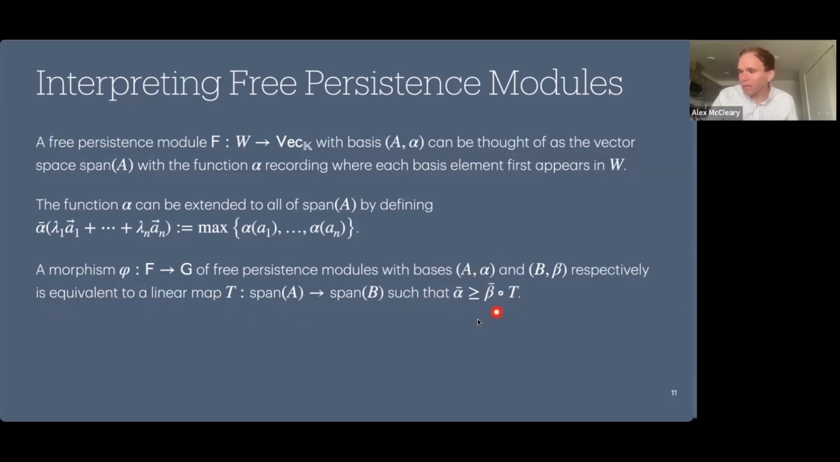And you can think of this as a condition that we can't map to something that hasn't happened yet. So this says that we can only map to something that has already happened, something that appeared at a lower value.